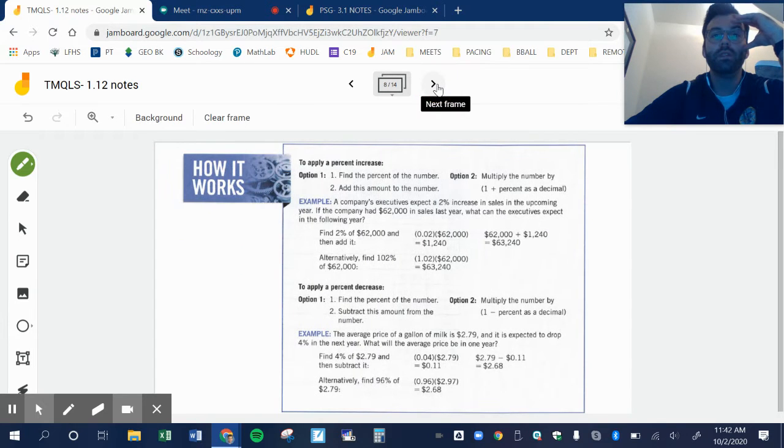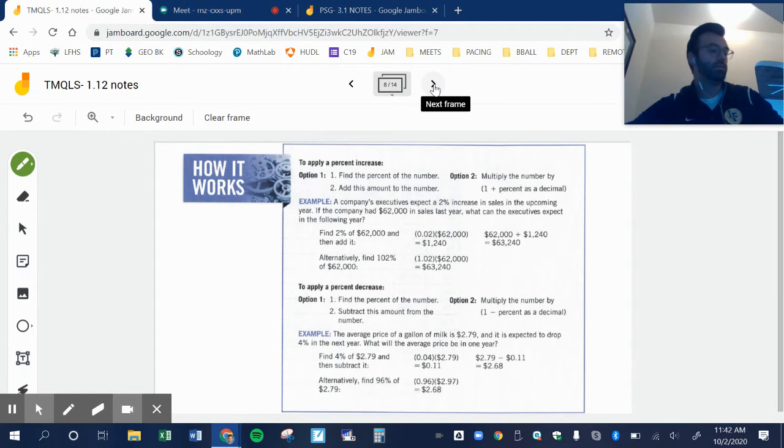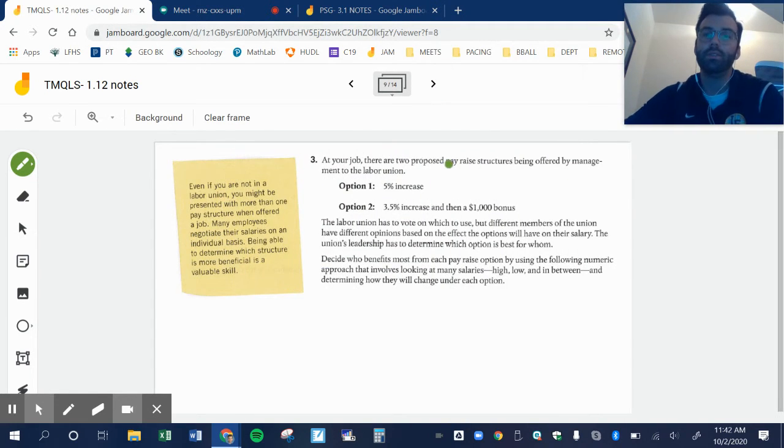We're going to try one of these. All right, this is just exactly what we just talked about. All right, how it works. You have this as a resource. Okay, so let's talk about this. At your job, there are 2 proposed pay raise structures offered by management to a labor union. A labor union has to vote on which one to use, but different members of the union have different opinions based on the effect of the options will have on their salary. The union's leadership has to determine which option is best for who.